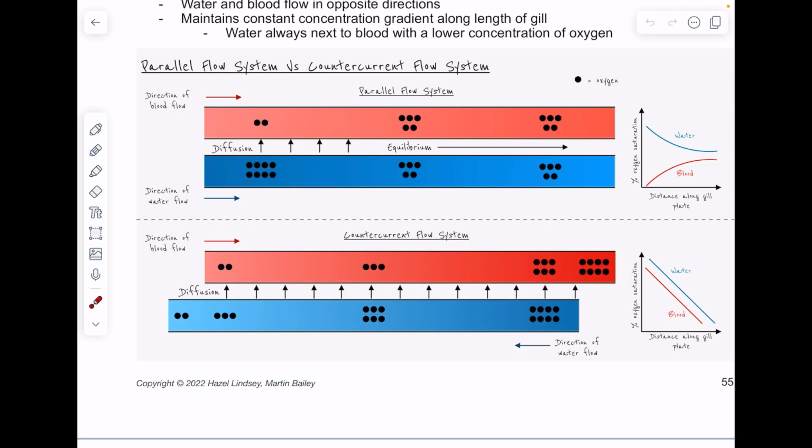So here we're comparing parallel flow system versus the bony fish's countercurrent flow system. So this first example of the parallel flow system, we can see that the direction of the blood flow and the direction of the water flow are the same.